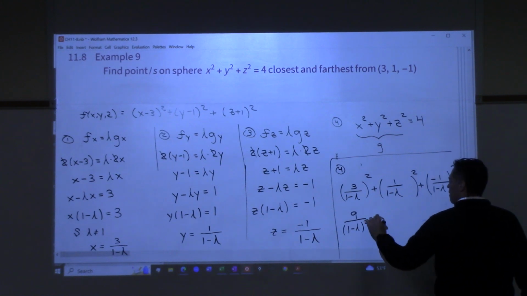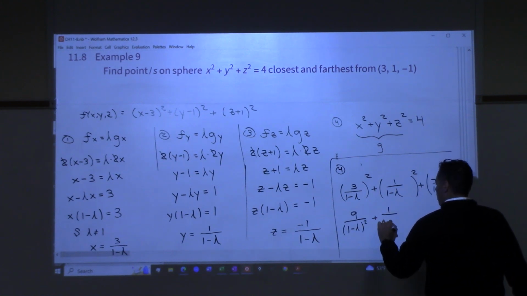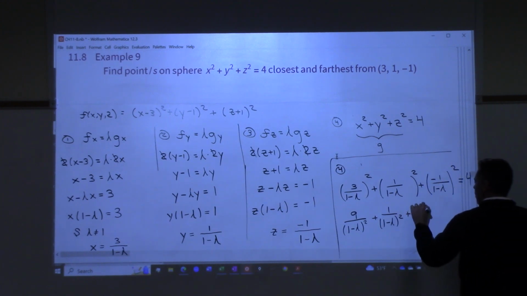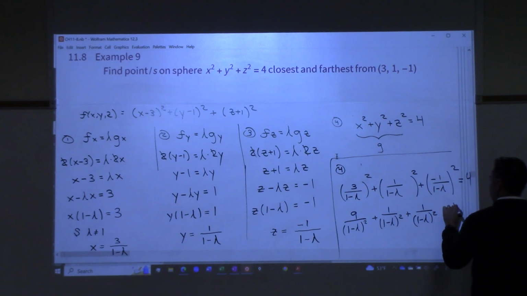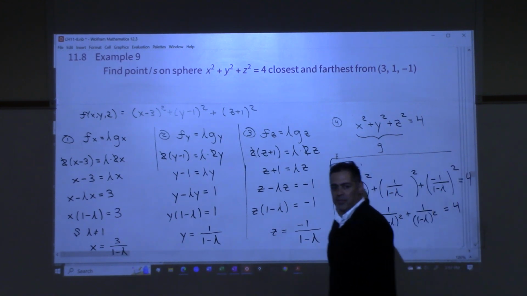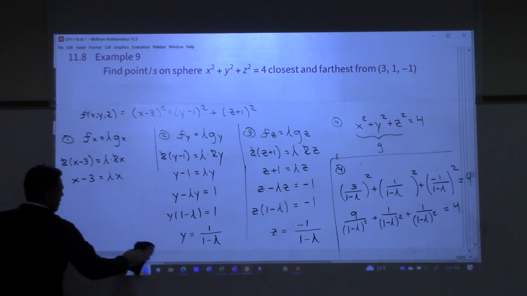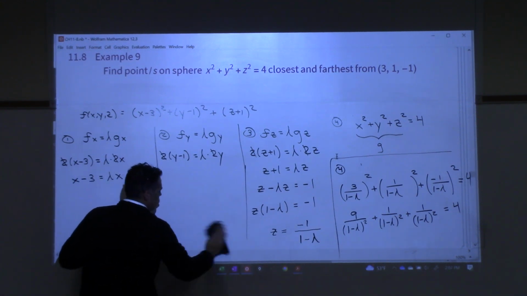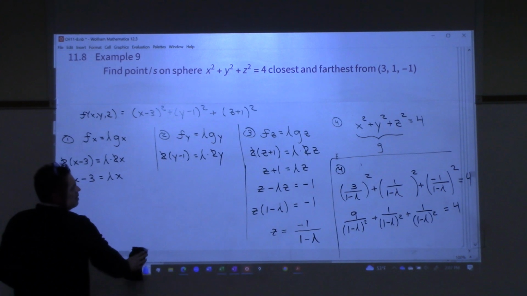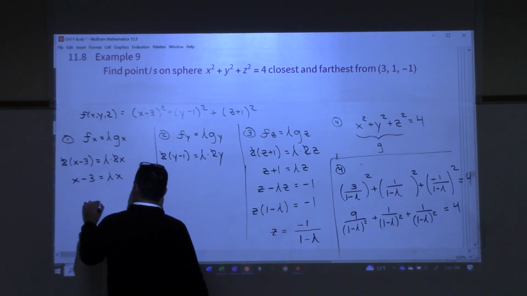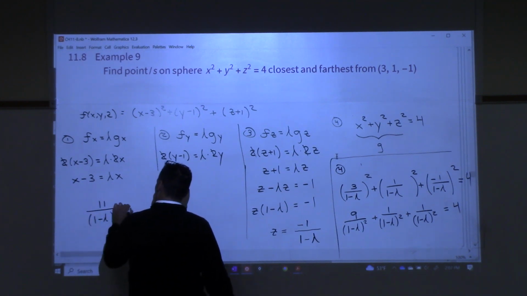Just going to write it like that. Here, 1 over 1 minus lambda, that squared. When I square here, the negative goes away. 1 over 1 minus lambda, that thing squared, equals 4. They all have the same denominator. Since they all have the same denominator, I put them together. What's that, 11 of those? 11 over 1 minus lambda squared equals 4.